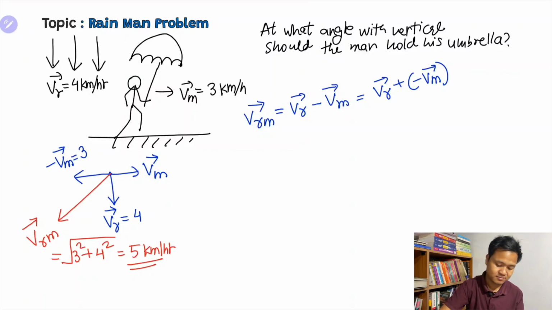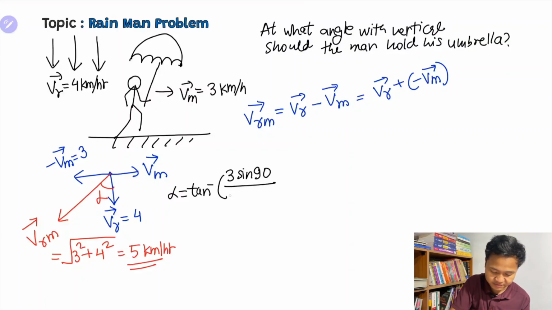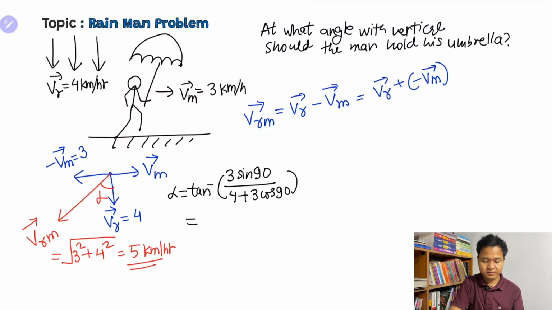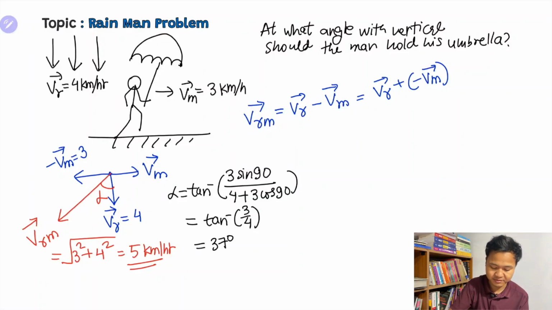And at what angle? The angle is alpha here. So alpha will be tan inverse of 3 into sine 90 divided by 4 plus 3 into cos 90. So how much is this? tan inverse 3 by 4. Sine 90 is 1, cos 90 is 0. tan inverse 3 by 4, so that is 37 degree. Now we know the value of alpha. So we know that the rain is falling down at an angle of 37 degree with the vertical.